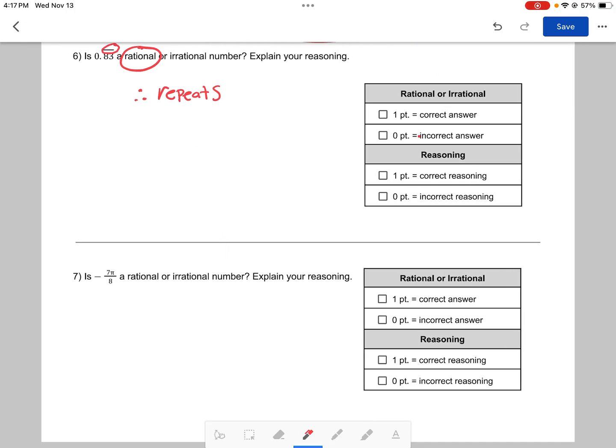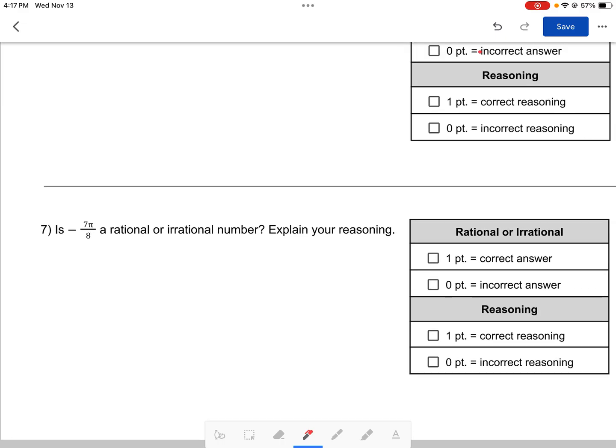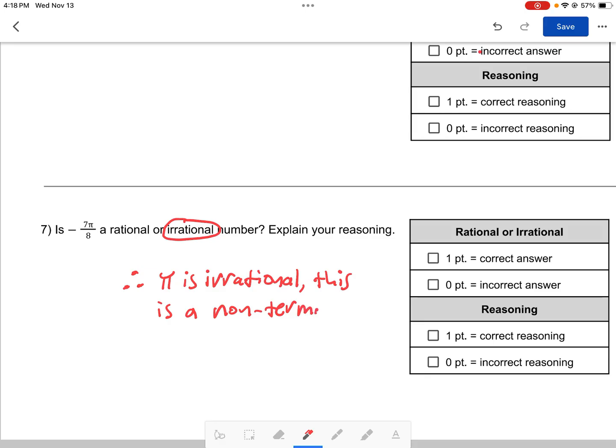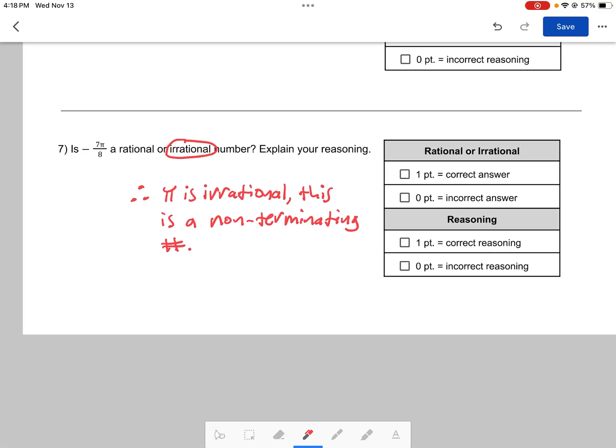And for number 7, is negative 7 pi divided by 8 a rational or irrational number? Explain your reasoning. I know anything with pi here is an irrational number. So I could say pi is irrational. This is a non-terminating number. Anything that is non-terminating is irrational.